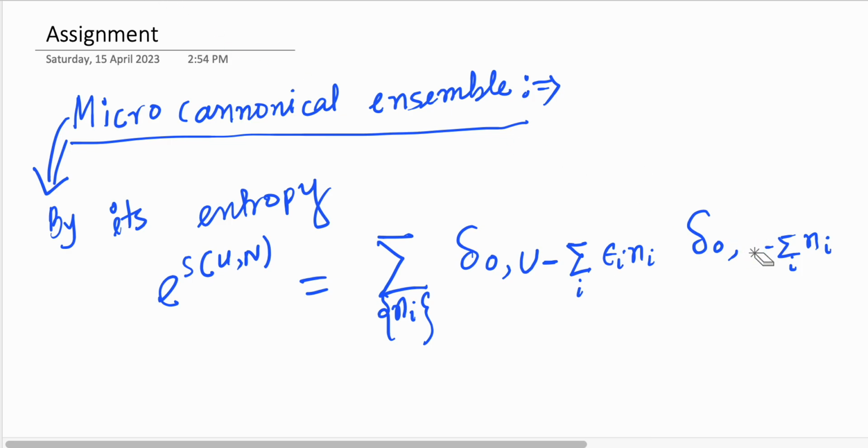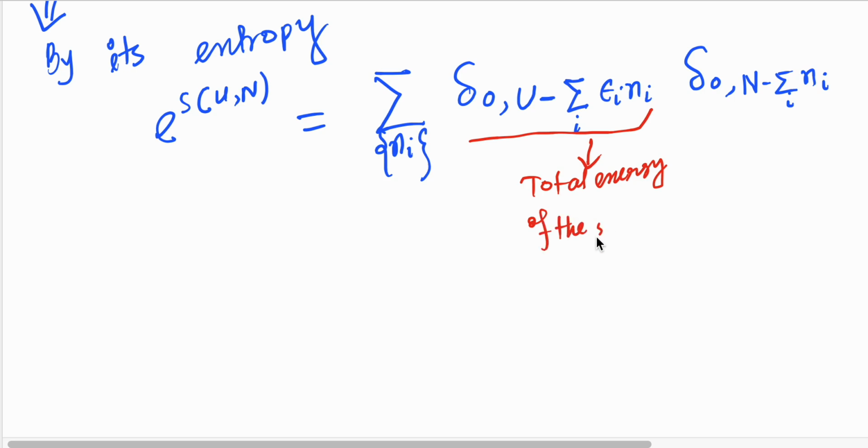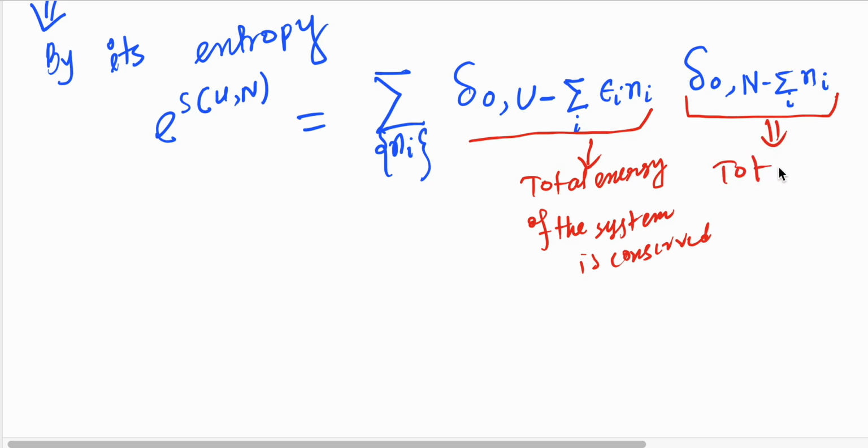Okay, let me write it in this way. The first delta function is there since the total energy of the system is conserved, and the second one is there since the total number of particles is conserved.